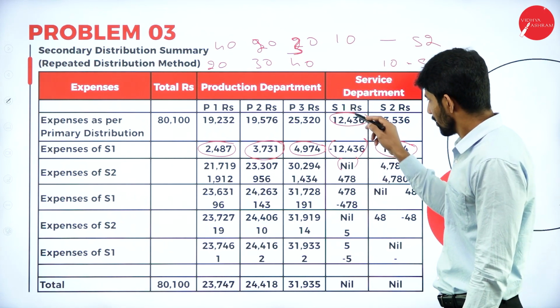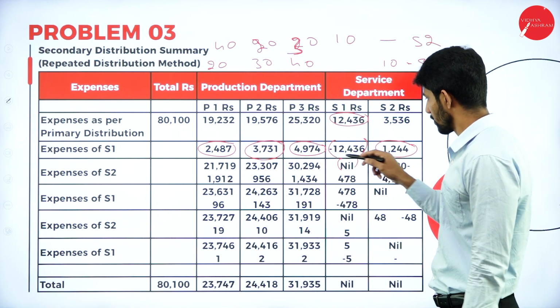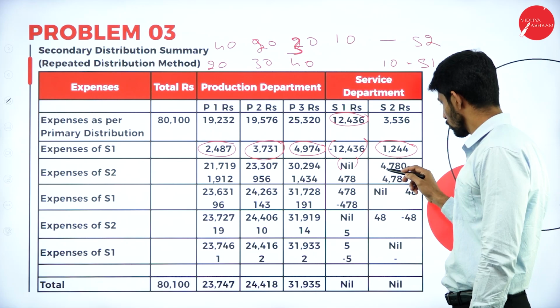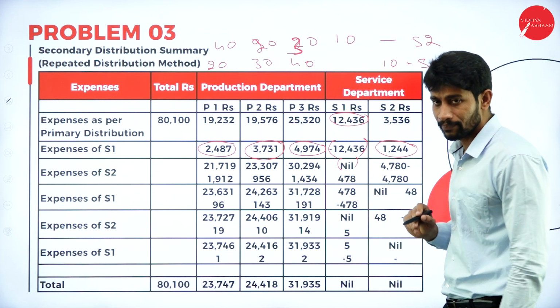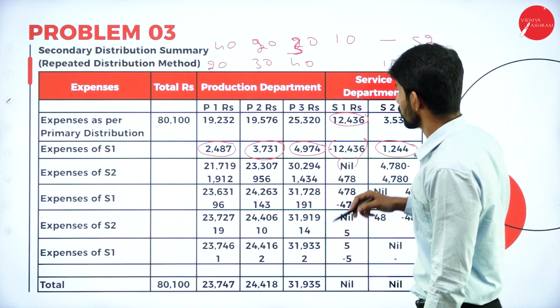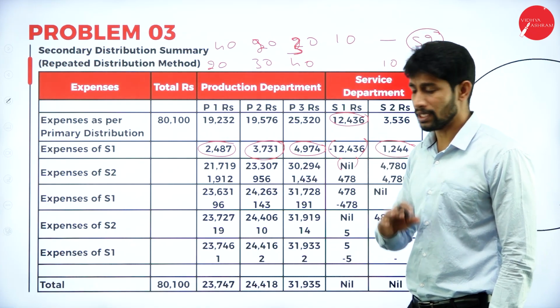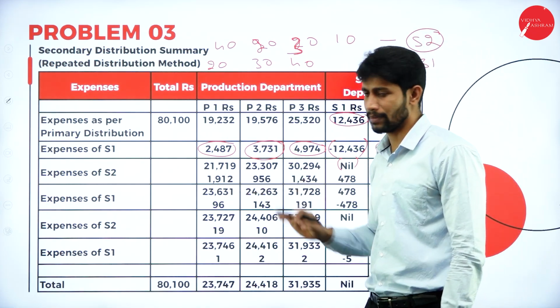Correct? Because you distributed this amount to other departments. So here in this column, you will get nil. Next, these two total comes to 4,780. Next, distribute S2 service department 2 expenditure with respect to other departments.